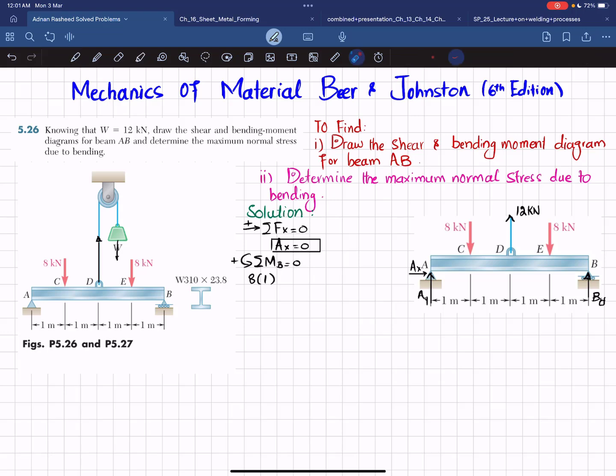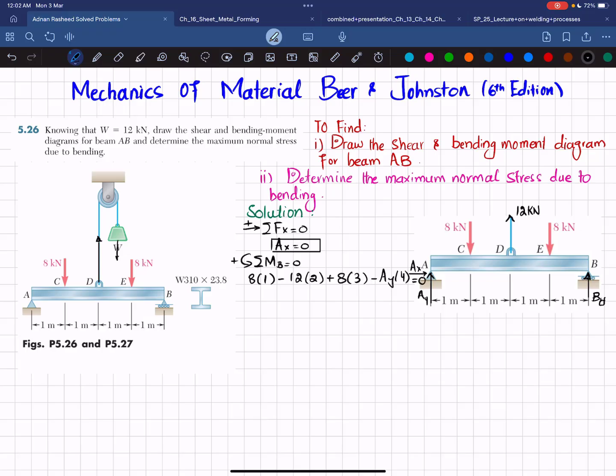The second moment is produced due to this 12 kilonewton load and the perpendicular distance is 2 meter and it is producing clockwise moment, so it will be negative. So I will write minus 12 times 2. The third moment is produced due to this 8 kilonewton load and the perpendicular distance is now 3 and this is also a counterclockwise moment, so it will be positive. Plus 8 multiplied by 3, and the last moment is produced due to this AY and the perpendicular distance is 4 and it is producing a clockwise moment, so it will be negative. So minus AY multiplied by 4 is equal to 0.